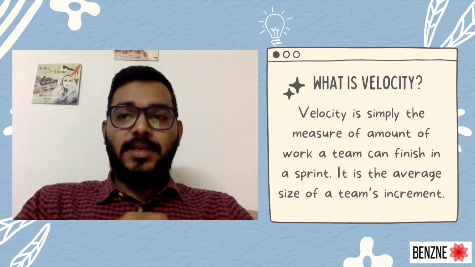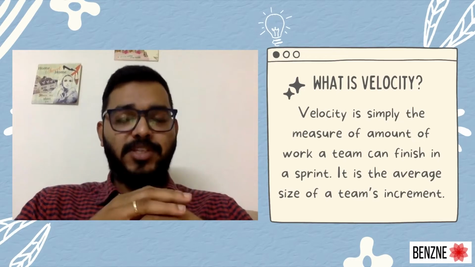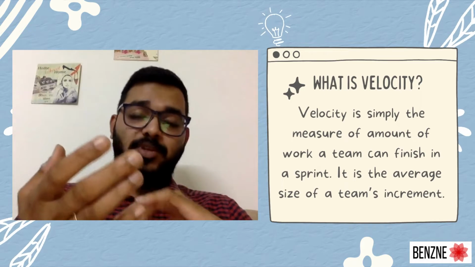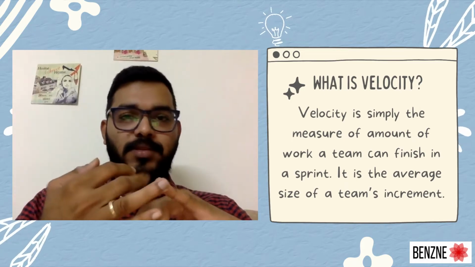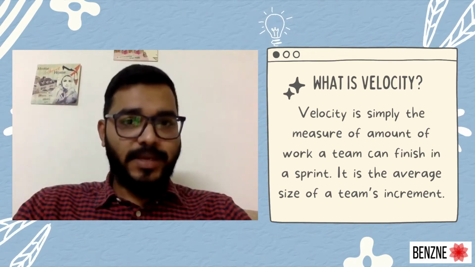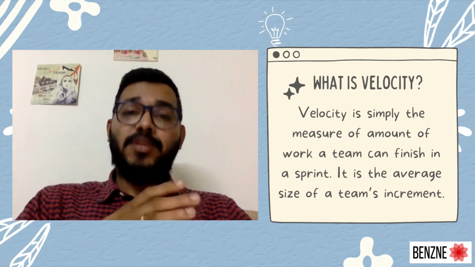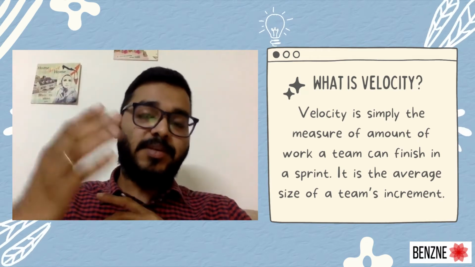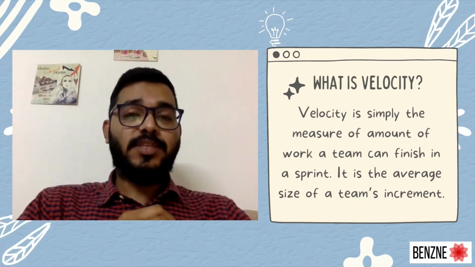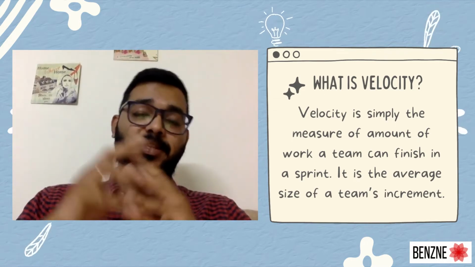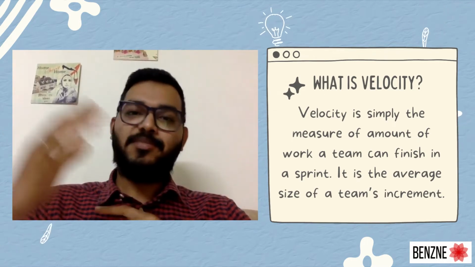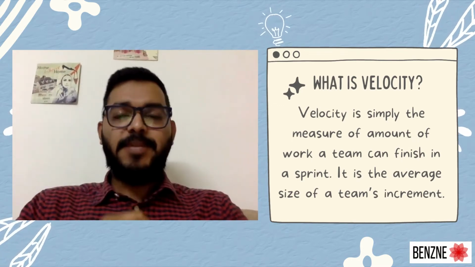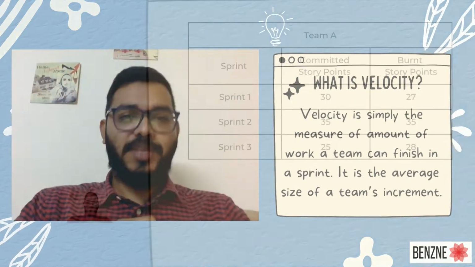What is velocity? Velocity is a simple measure of unit of work which is completed in a given time frame. Usually, the unit of work can be hours, stories, and story points, and time frames are nothing but your iterations or sprints. If your team, for example, is able to burn 30 story points in a 2 week sprint, and that is the trend, that is your average velocity, that team can complete 30 story points worth of work every sprint. So that defines how much work can be completed in a sprint by that team, and it is also the size of your increment.